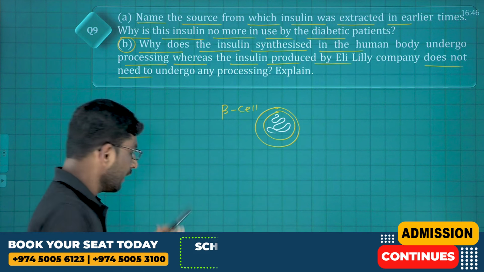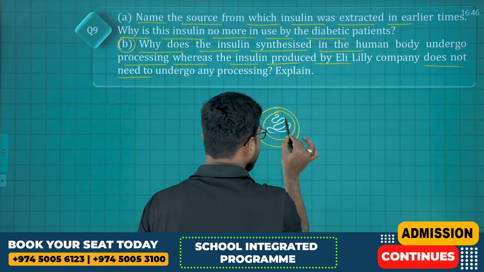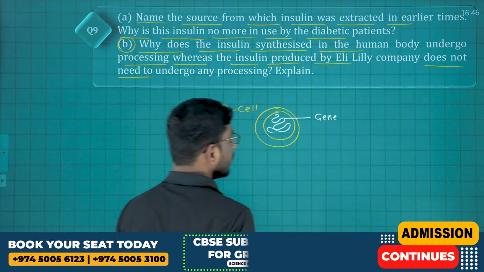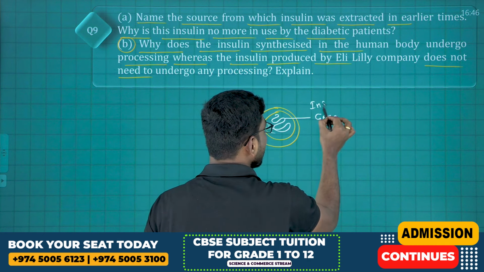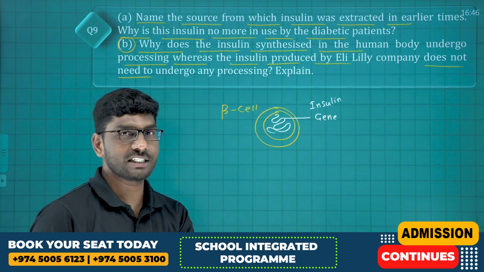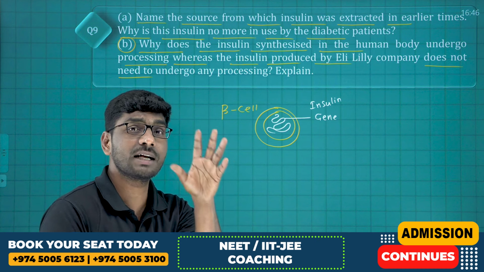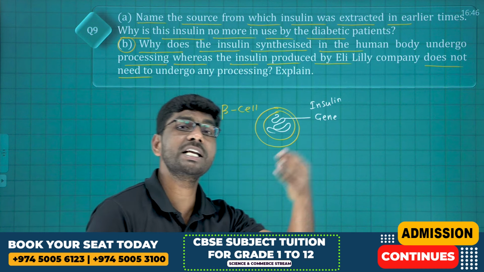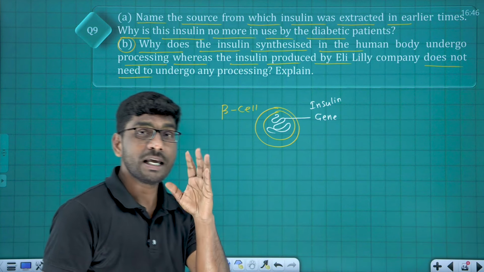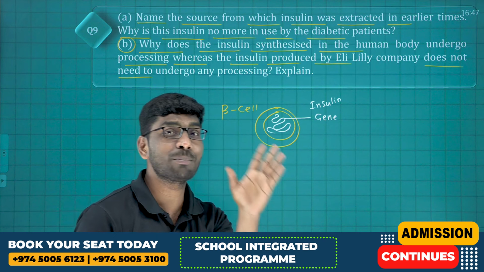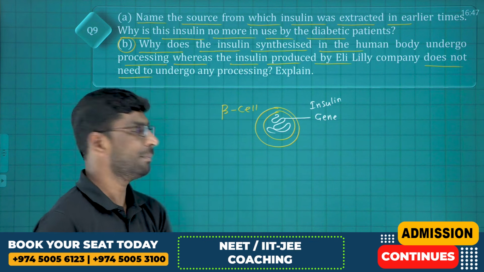Fine, students. Look carefully here. This particular gene I am taking is the insulin gene, right? This insulin gene undergoes transcription and translation. Before that, you need to understand the structure of insulin. Insulin is a proteinaceous hormone. It is released in the form of proinsulin, made up of 3 polypeptide chains.